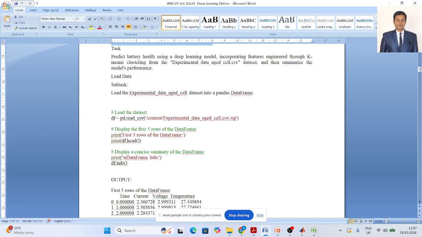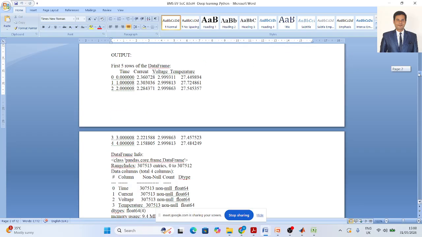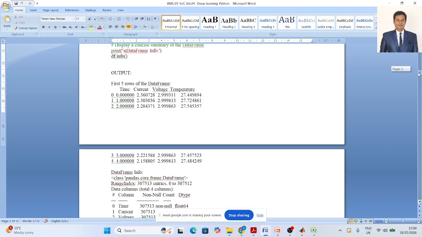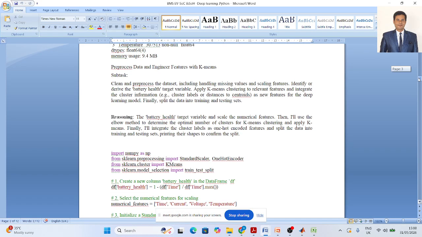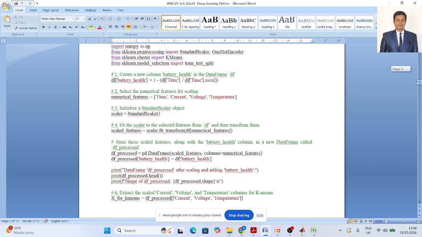So you just load the data. Load the experimental data using the pandas library for the data frame. Okay, so this is actually my data, and I am expecting these outputs. It will try to create the columns with battery health conditions.